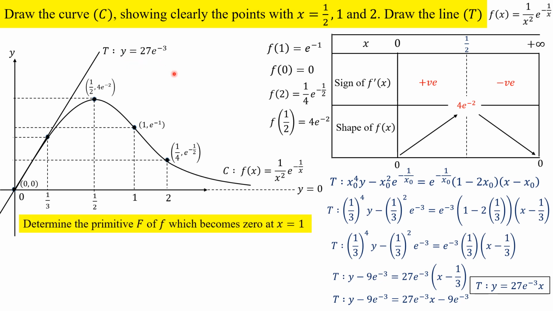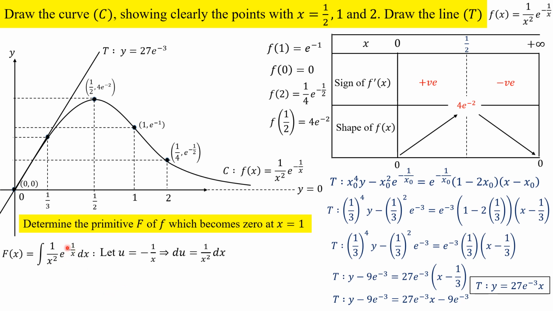Alright, next determine the primitive F of small f, which becomes 0 at x equal to 1. So the primitive is just the integral. So first of all, capital F of x is equal to the integral of small f of x. But this is small f of x, 1 over x squared e raised to the power negative 1 over x. So we are going to use integration by substitution.